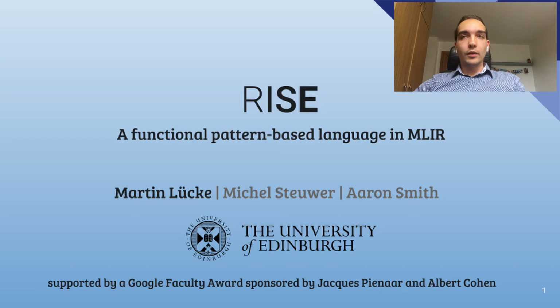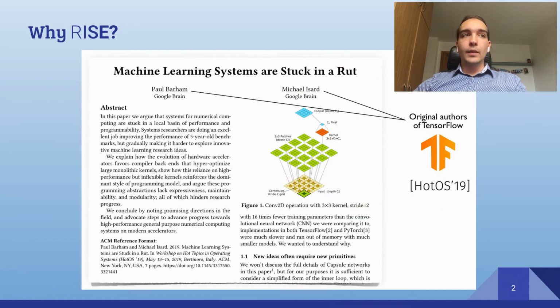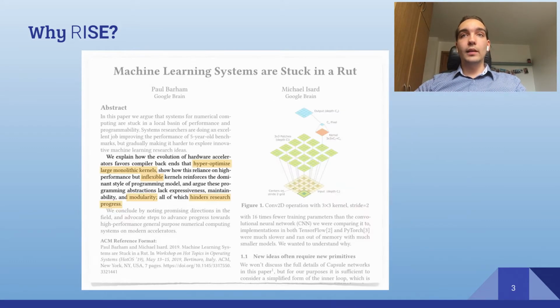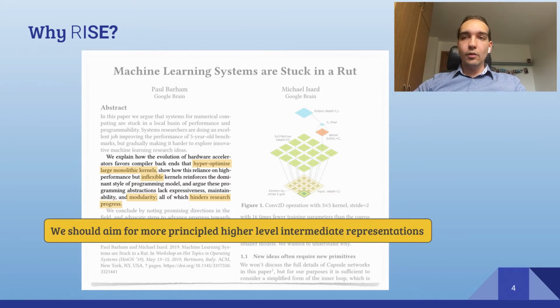First, let's talk about our motivation here. This is a recent HotOS paper by two of the original TensorFlow authors, Paul Barham and Michael Isard. They argue that machine learning systems are stuck in a rut due to a number of reasons. For example, the hyperoptimization of large monolithic inflexible kernels like matrix multiplication. They think that the current programming abstractions we have lack expressiveness and modularity, and that all of this hinders research progress. So they argue that we should aim for more principled, higher-level intermediate representations.